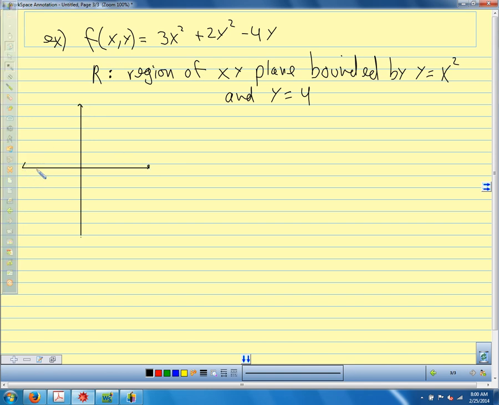This one is a little easier to test, a little easier to find the extreme values on our boundary. So we get a parabola like so, and then we get a line across there at y equals 4. And our points at the endpoints on our boundary: this is going to be the point 2, 4, and this is going to be negative 2, 4.